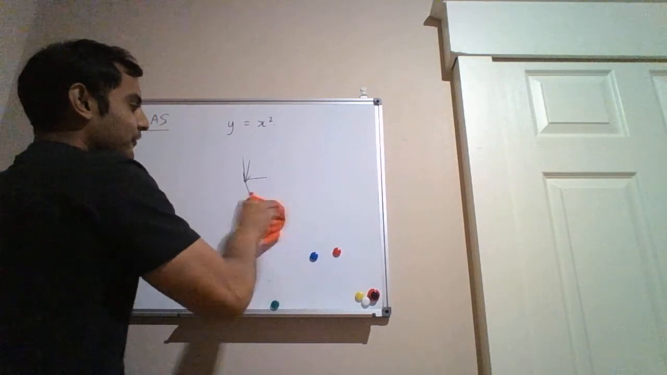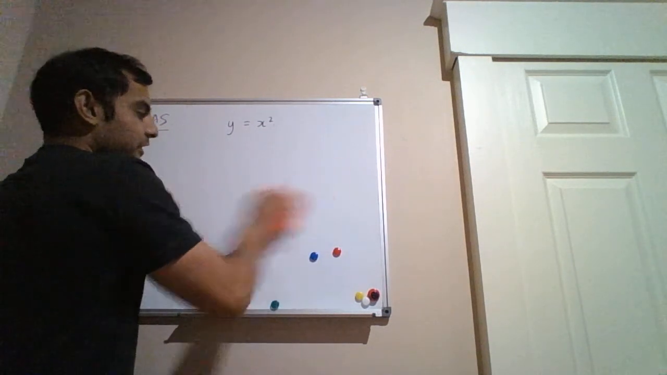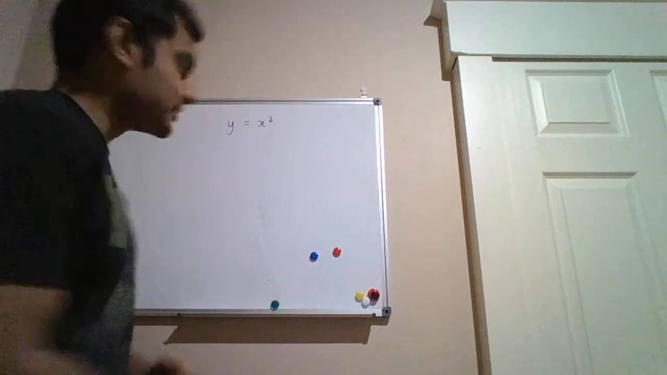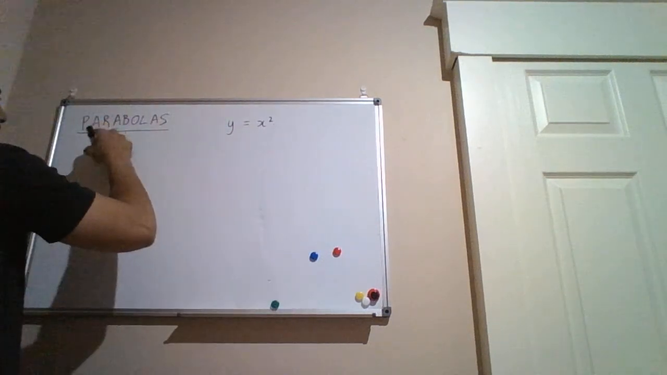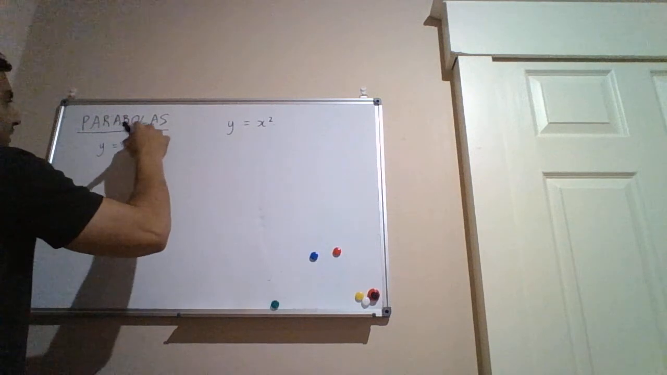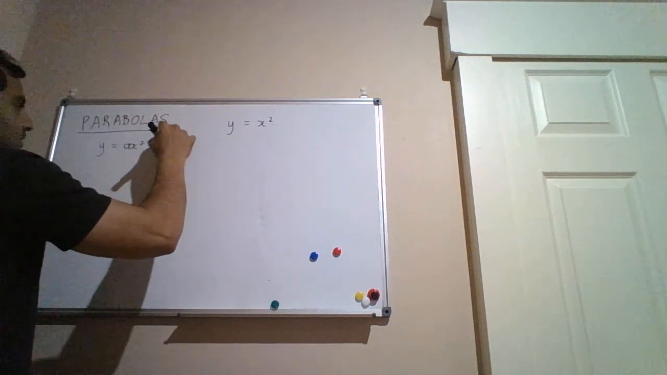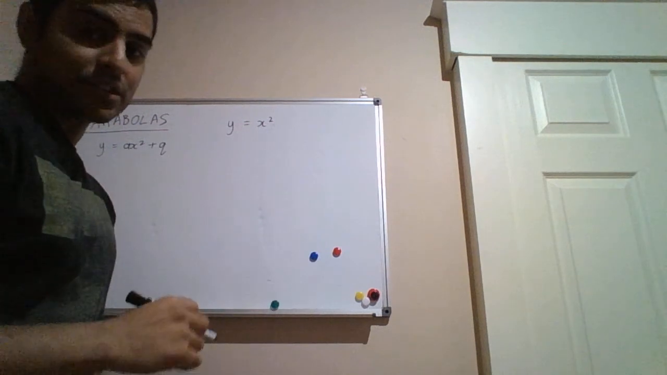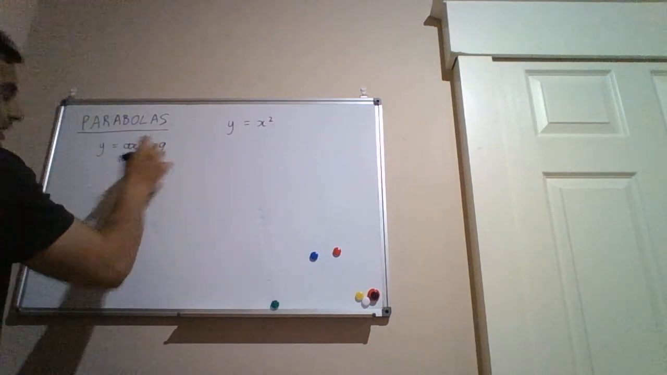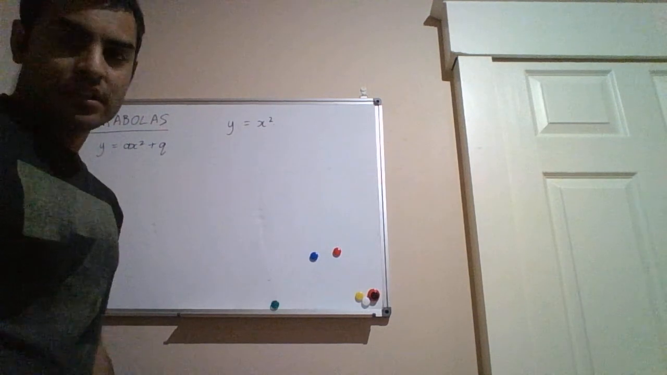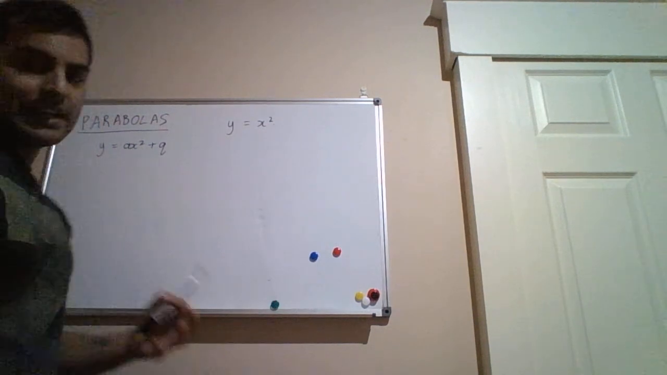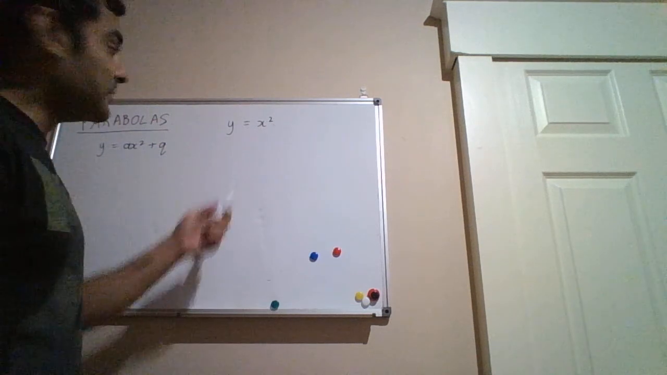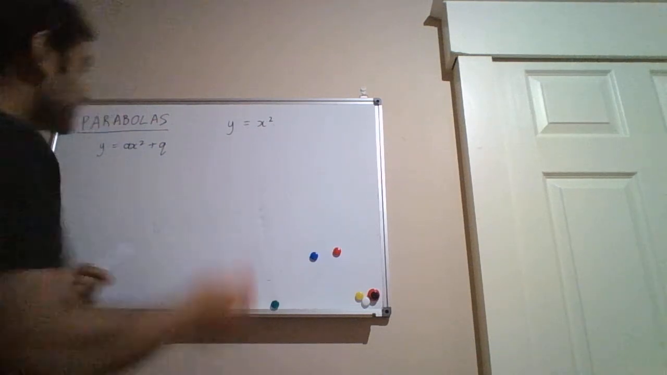So to start off, I'm just going to write down the general equation for the parabola that's in your textbook. It goes y equals ax squared plus q. So the two parameters that we're interested in are a and q. So to start off understanding how these parameters work, we're going to start off with the simplest parabola, y equals x squared.